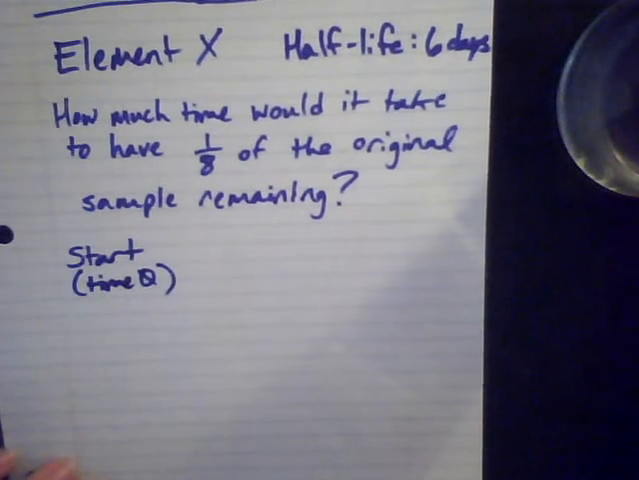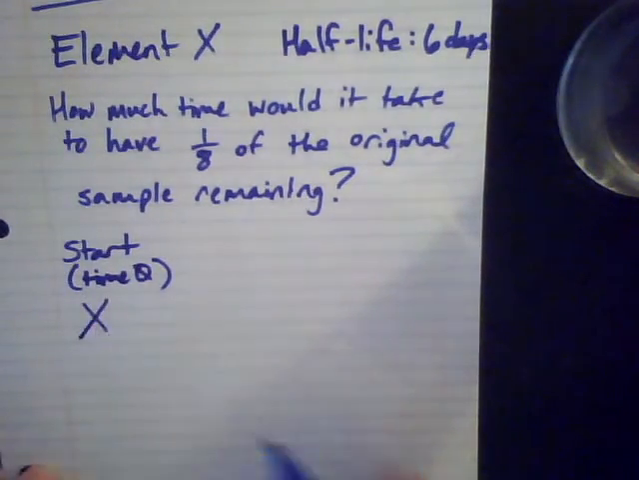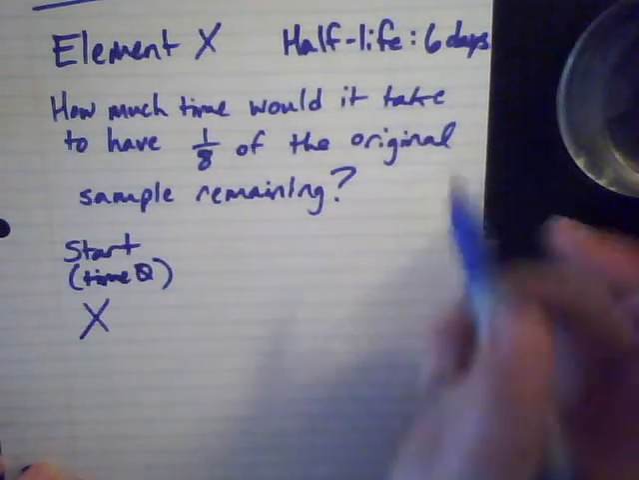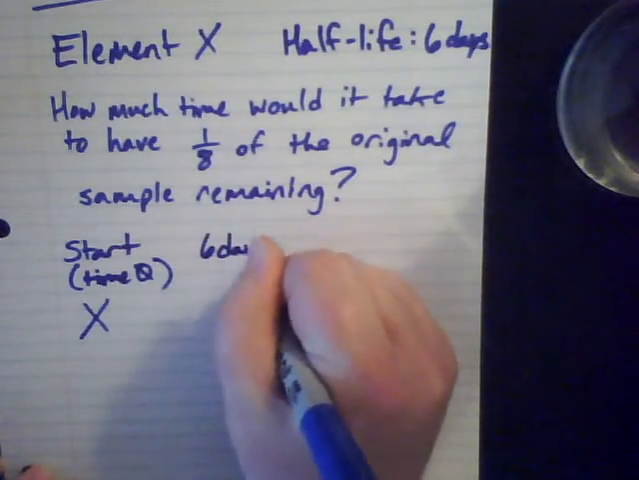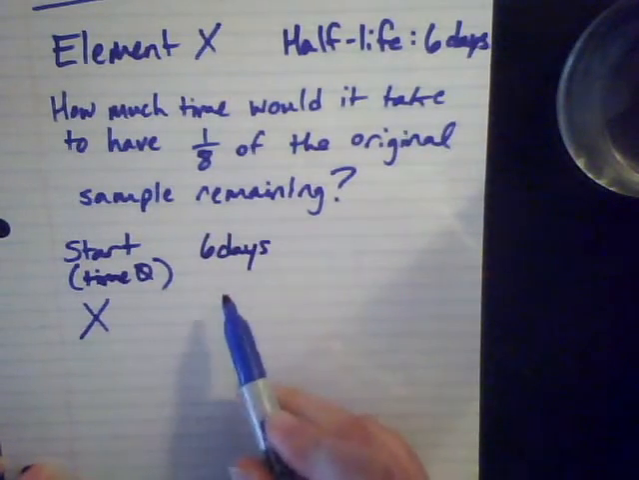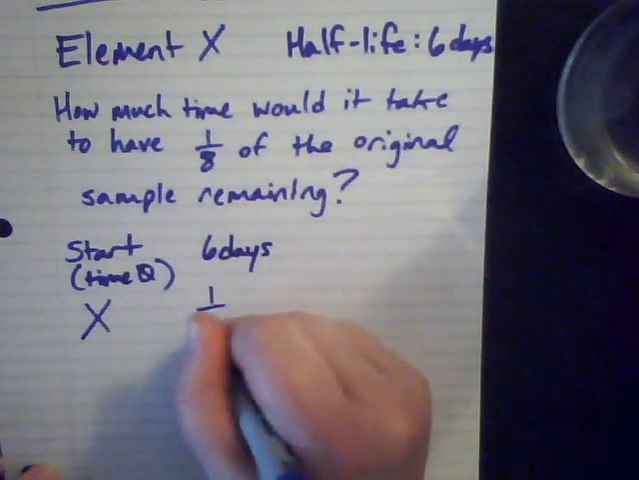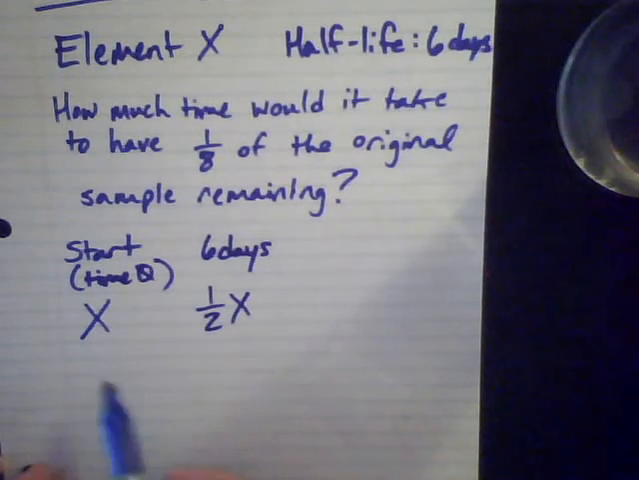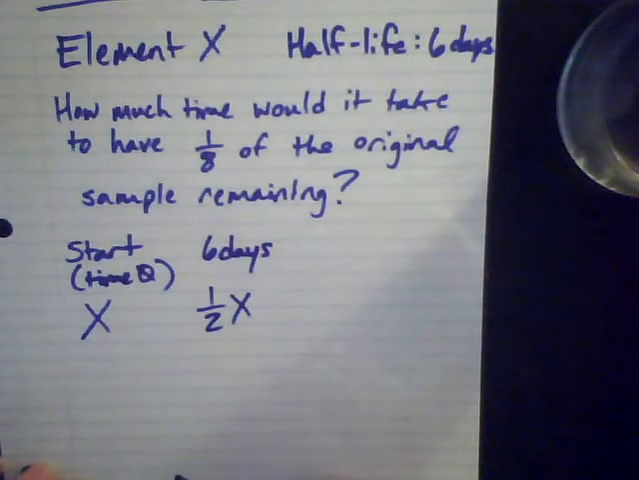Okay, at your start you have all of element X, right? You have a whole sample, so let's just call that X because that's what we're dealing with. Now 6 days later, that's our half-life, right? After 6 days, the definition of half-life says that I will have half of my original sample. It's the amount of time it takes for half of it to decay. So in 6 days after my start time, I'll have half of the sample left over.